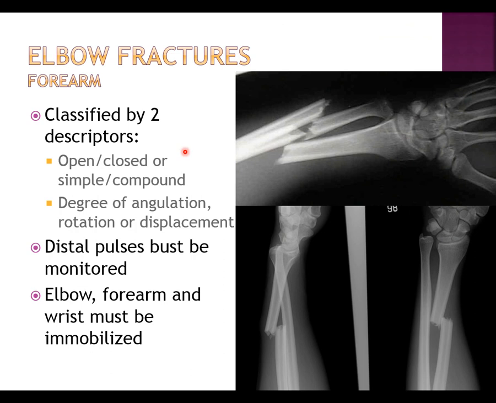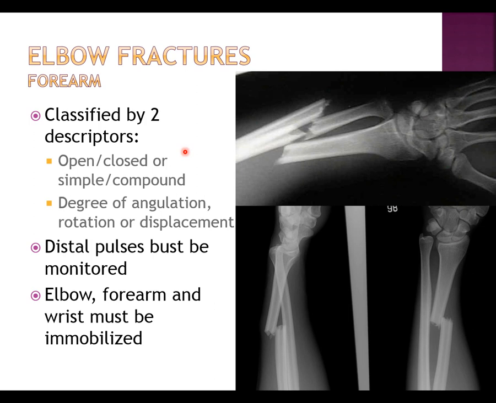Forearm fractures up by the elbow. Again, these are pretty straightforward, regular types of long bone fractures. Obviously, the easiest ones to deal with are not displaced and not popping through the skin, where it's just a regular fracture. But if they're worse, you can start classifying based on whether it's an open or closed, or simple or compound, type of fracture.